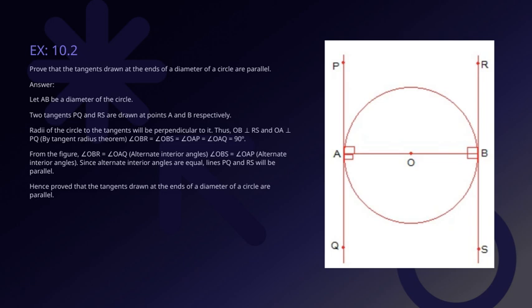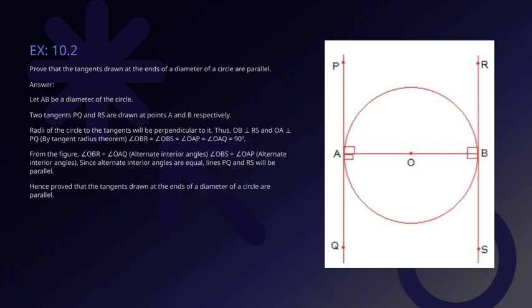Now, an important point here is the tangent radius theorem, which tells us that the radius of a circle drawn to a point of tangency is perpendicular to the tangent line at that point. Therefore, OB is perpendicular to RS, and OA is perpendicular to PQ. Consequently, the angles OBR, OBS, OP, and OC are all 90 degrees.